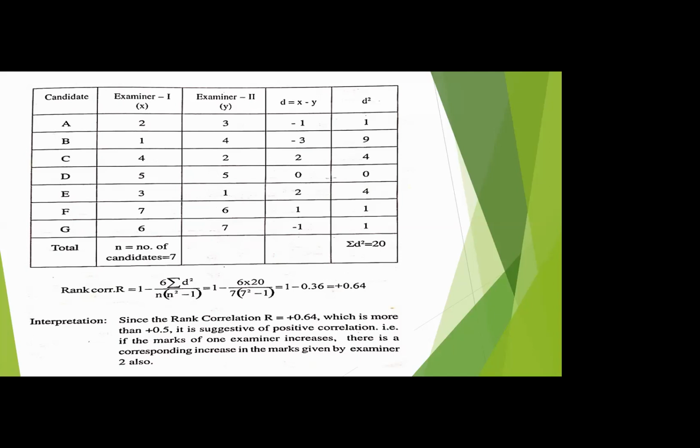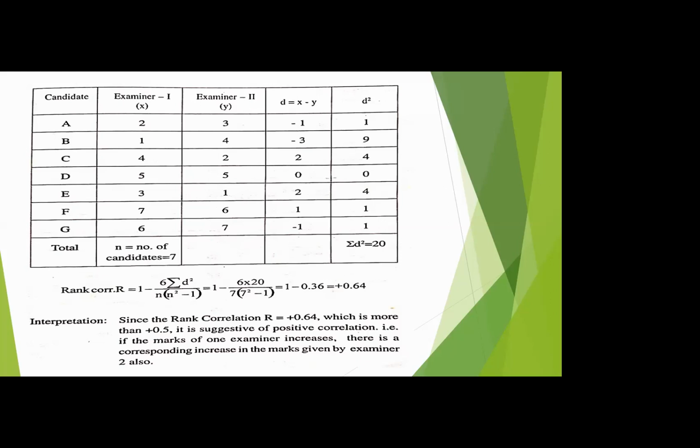So what does it mean if the correlation value R shows plus 0.64? The sign is plus, so it shows a positive correlation, and it is more than 0.5 but less than 0.7. So we can say that it's a moderate positive correlation.